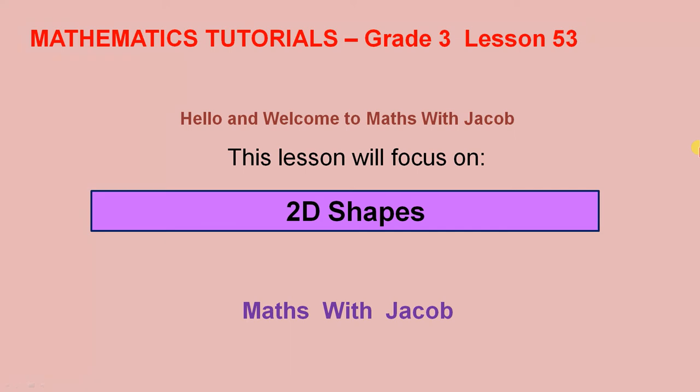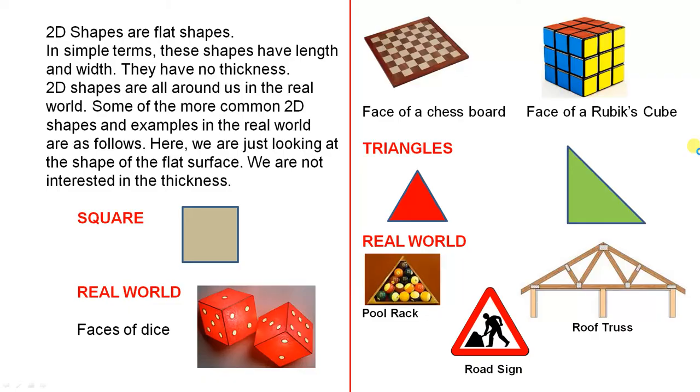This lesson will focus on 2D shapes. 2D shapes are flat shapes. In simple terms, these shapes have length and width. They have no thickness. 2D shapes are all around us in the real world.